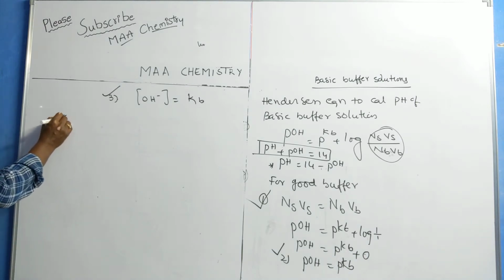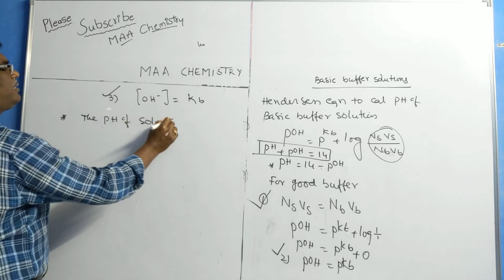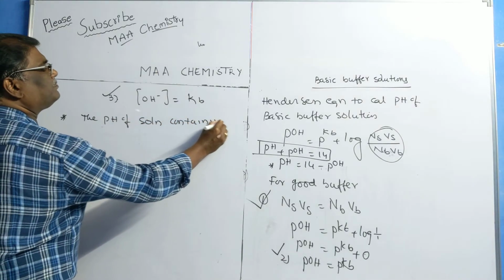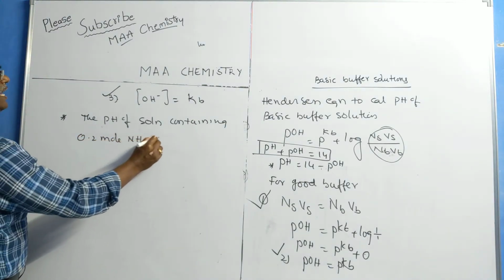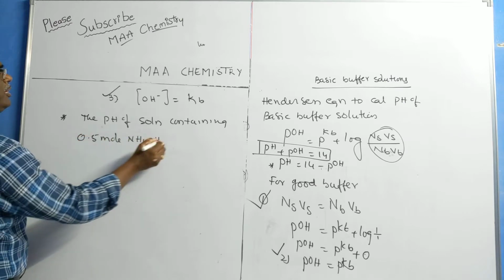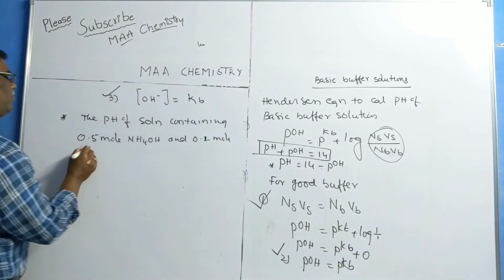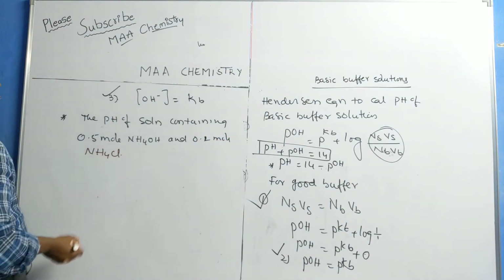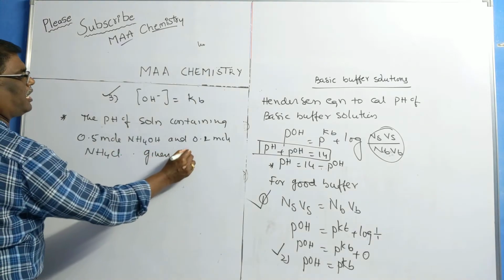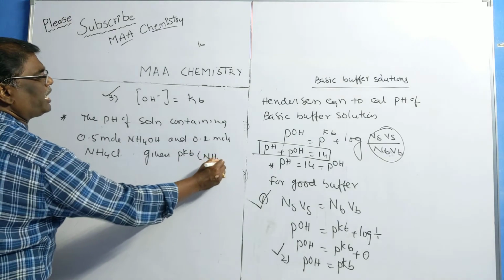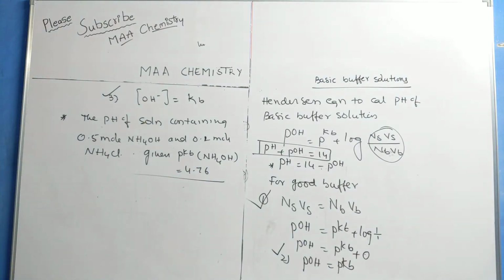Now the problem: the pH of a solution containing 0.5 mole ammonium hydroxide and 0.2 mole of ammonium chloride. Given that pKb of ammonia solution is 4.76. This is the information given.